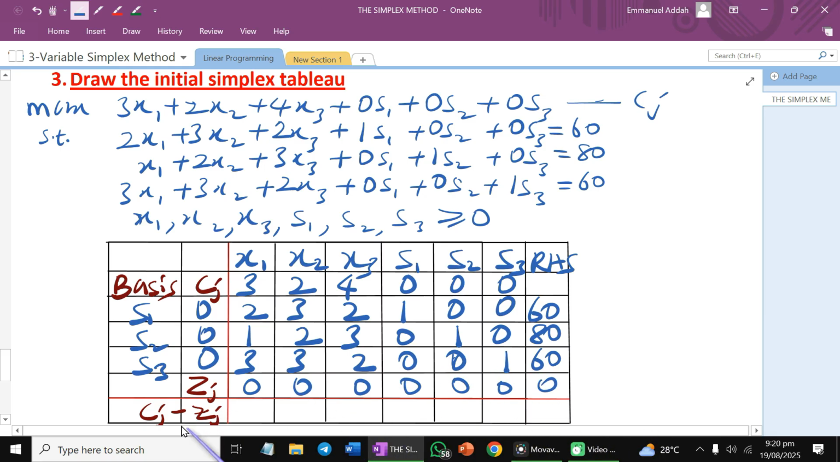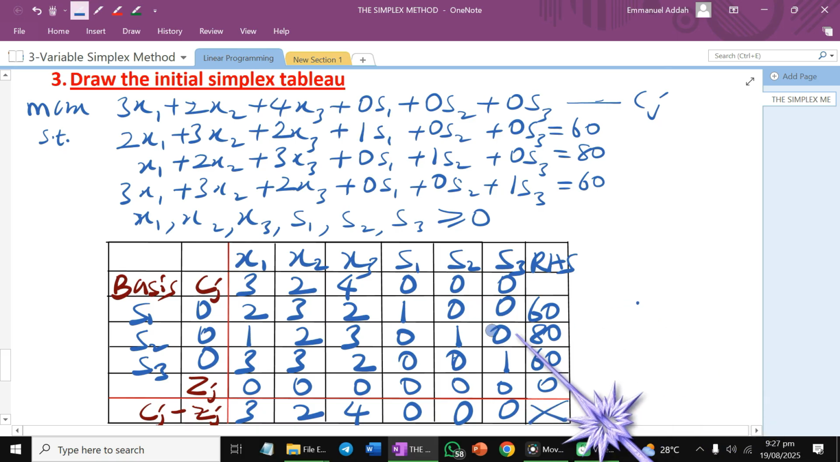Then you now come to the CJ minus ZJ row. CJ is 3, 3 minus 0 is 3. 2 minus 0 is 2. 4 minus 0 is 4. 0 minus 0 is 0. 0 minus 0 is 0. 0 minus 0, so it's 0 throughout. But here you don't touch this.